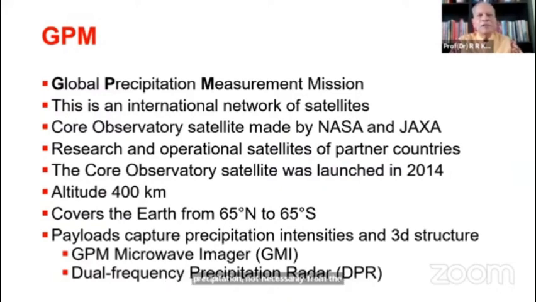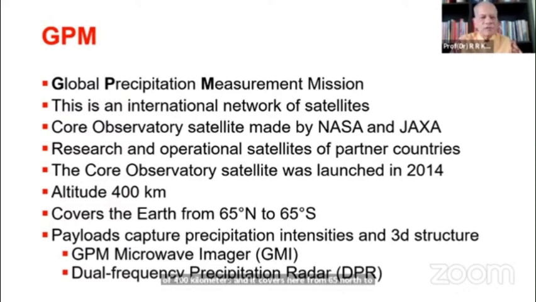There's an entire mission devoted to global precipitation measurement, which is called the GPM. This actually is a network of satellites. There is one central satellite, which is made by the United States and Japan together, and there are other partner countries which are providing a network. The main satellite was launched in 2014. It's still working at an altitude of 400 kilometers, and it covers the Earth from 65 north to 65 south.